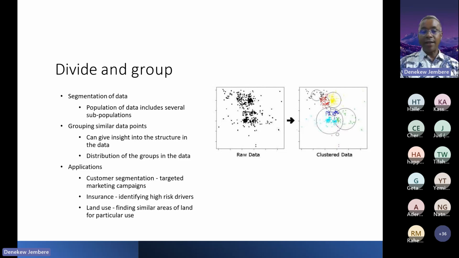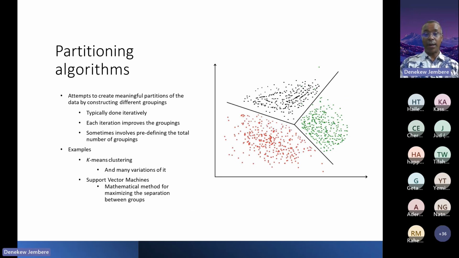And the other is insurance, identifying high risk drivers, or land use, finding similar areas of land for a particular use. So these are some of the applications of clustering. And among the partitioning algorithms are the K-means algorithm and the support vector clustering, the support vector machine.